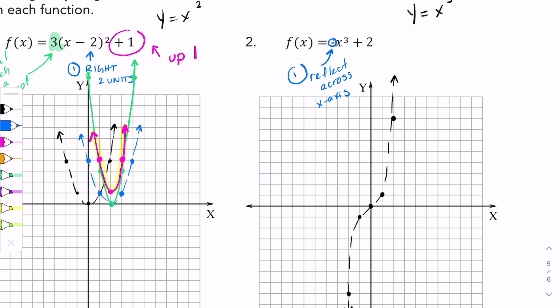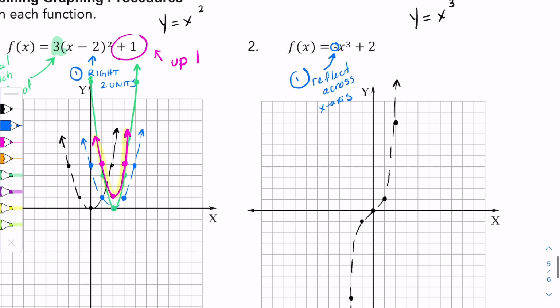That means we take every point on this black dashed line and we reflect it across the x-axis. I'm just going to count. This point right here, down here, is 8 units from the x-axis, so I go 8 units above the x-axis.